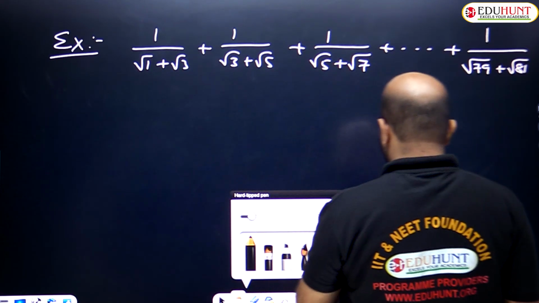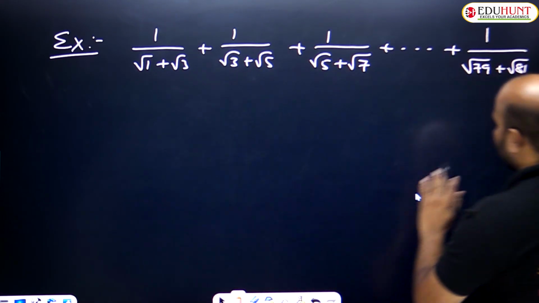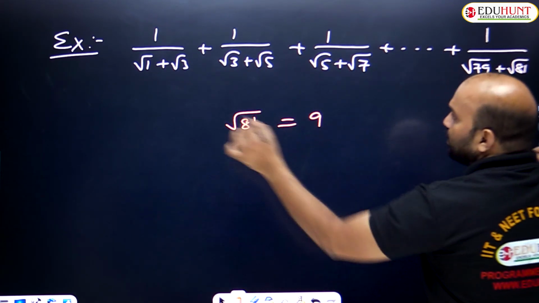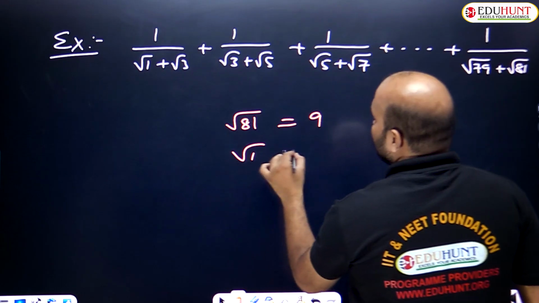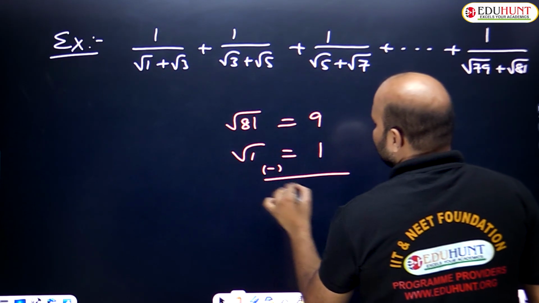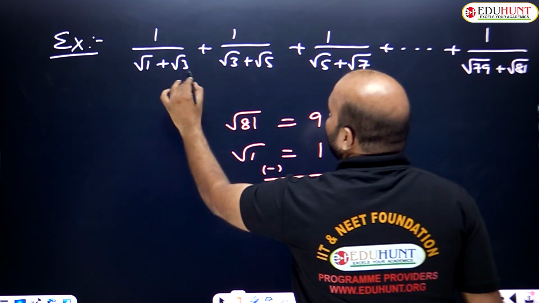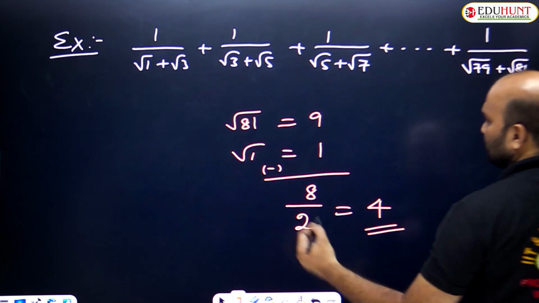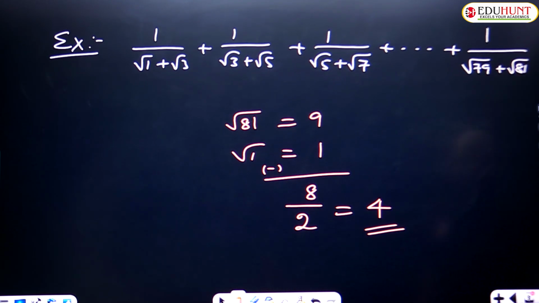So if this type of question is given, what is the last value? Root 81. What is the root 81 value? 9. What is the first one? Root 1, value 1. What is the difference? 8. Here odd values are given, nothing but 2 is the difference, so divide by 2. What is the answer? 4 is the required answer. This is the shortcut method. Am I clear?